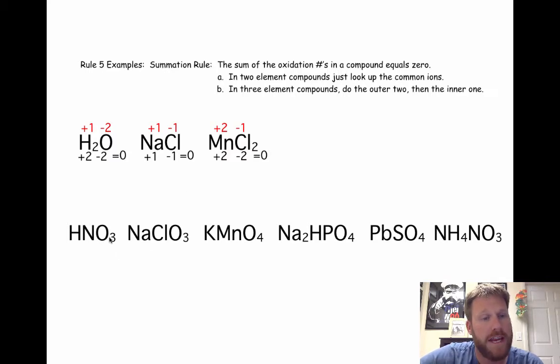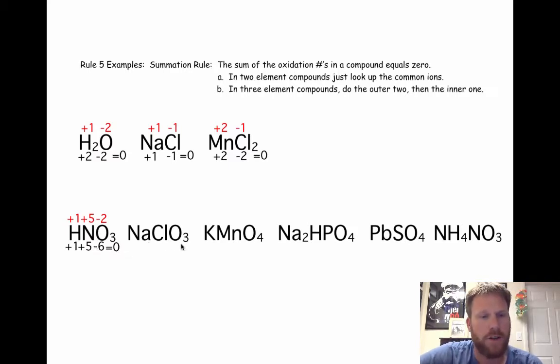When you do 3 or even 4-element compounds, do the outside elements first and then the inside. So that works pretty nicely on this first one because we know hydrogen is a +1 and oxygen is a -2. So the whole thing has to add up to 0. We have a -6 from the oxygen since we have 3 oxygens. So we have a +1 from the hydrogen. So we just have to do a little algebra and figure that out. Nitrogen in this case must be a +5. Nitrogen in the nitrate ion will always be a +5.